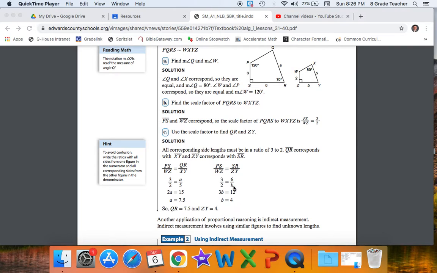Again, you're going to cross multiply and divide. 2 times 6 is 12, divided by 3 is 4 to find your missing value. Okay, so you've got to be able to set up this proportion, this comparison of sides with the side lengths, and then just use your math, cross multiplying, dividing, to solve for that missing value.